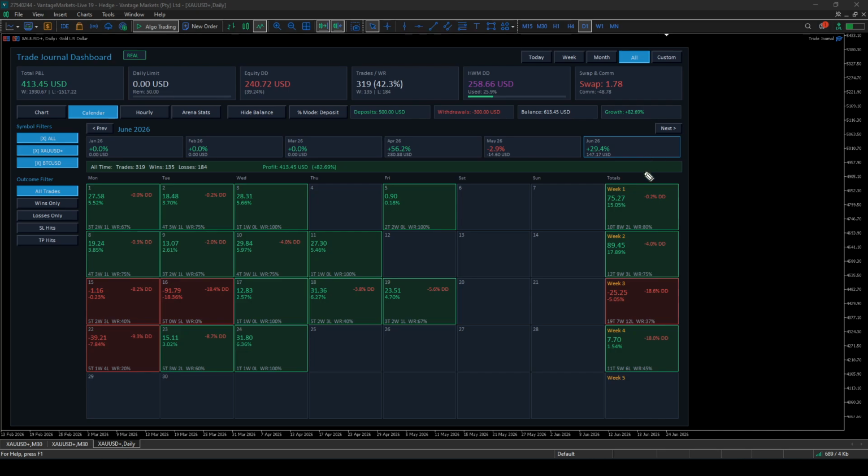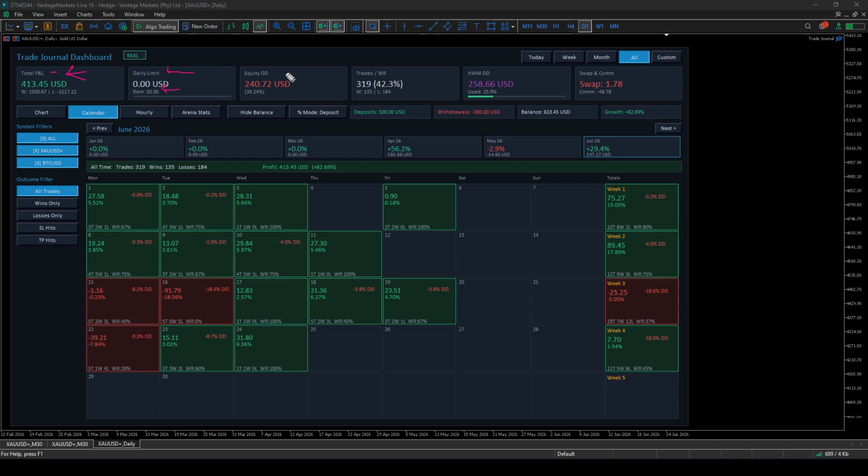Here also you can see today, week, month. I will go through everything one by one. On the left-hand side, you can clearly see the total profit and loss, and you can see the daily limit. You can set the daily limit of your trading, like in here I set 50.